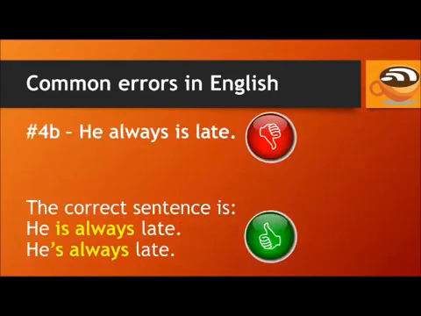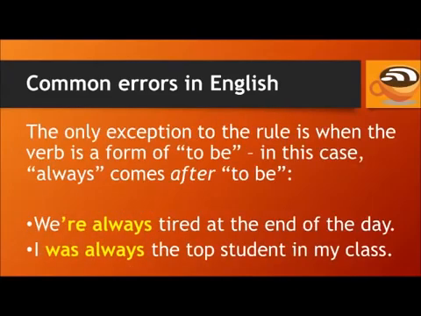Number 4B. He always is late. That's not correct. The correct sentence is, he is always late, or he's always late. The only exception to the rule about always coming before the main verb is when the verb is a form of to be. In this case, always comes after to be. For example, we're always tired at the end of the day.